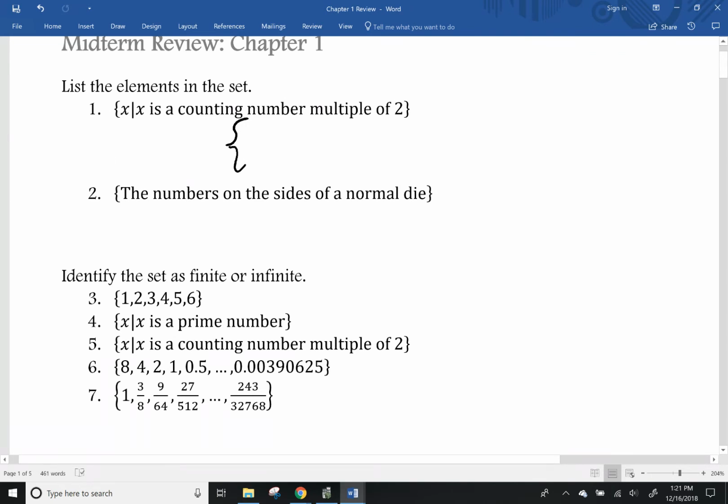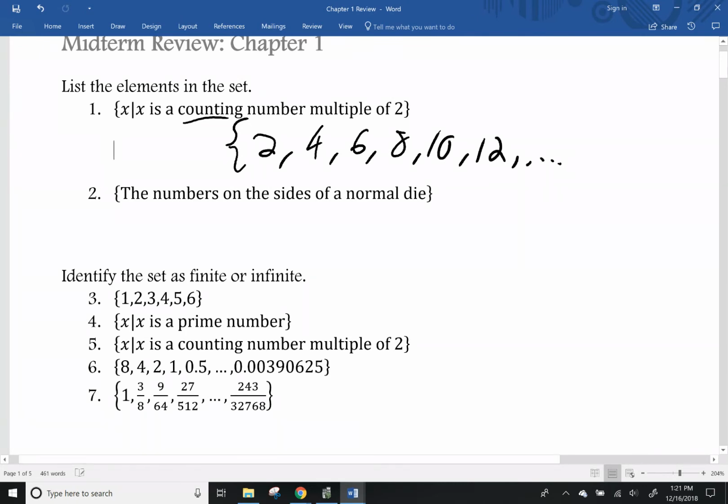There are no negatives in this because it's counting numbers. So we're going to simply start with 2, because 2 times 1 makes 2 a multiple there. Other multiples of 2: 2 times 2, 2 times 3, 2 times 4. Those all end up being 4, 6, 8, 10, 12, etc.